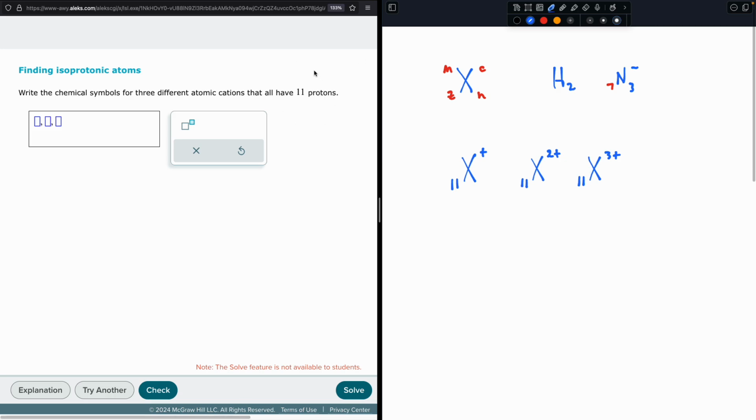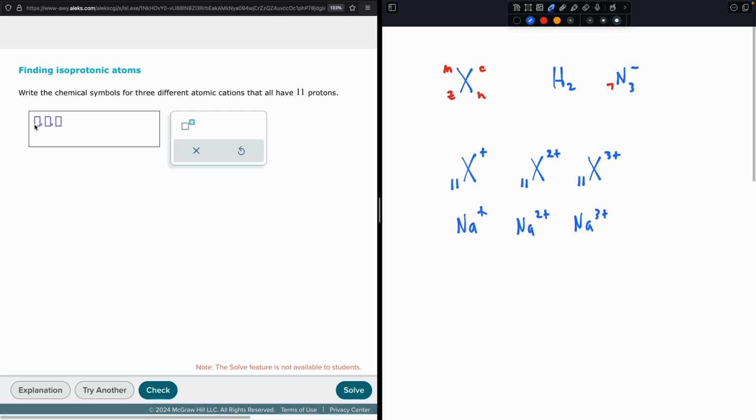and I see that 11 protons means that we are looking at, where's my textbook? Oh man. 11 protons, I believe, is going to be sodium. All right, so since it's sodium, then the symbols are going to be sodium plus, sodium 2 plus, and sodium 3 plus. Now I don't need to put the 11s down there because it's redundant, right? 11 means sodium. And there's my answer.